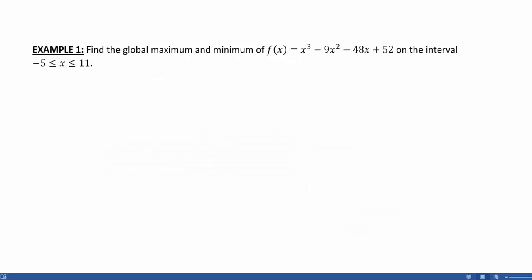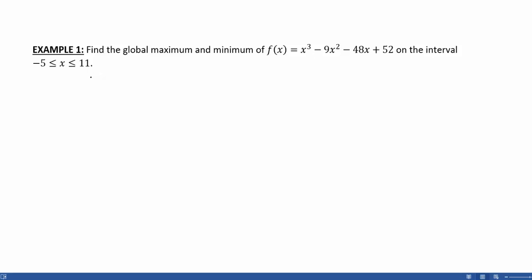Example 1. Find the global maximum and minimum of f of x equals x cubed minus 9x squared minus 48x plus 52 on the interval -5 to 11. So again, here we have a case where we have endpoints. Our function is restricted to the domain listed here, so we can only consider what's happening between x equals -5 and x equals 11. So we know that we're going to have to use those endpoints, -5 and 11, for our consideration. But we also need the critical points.